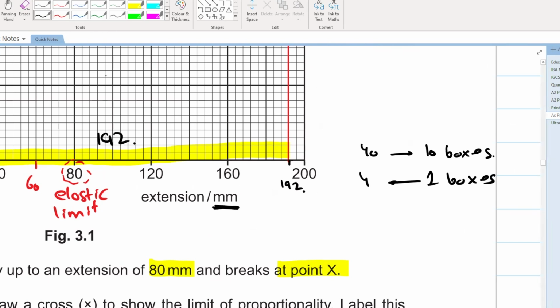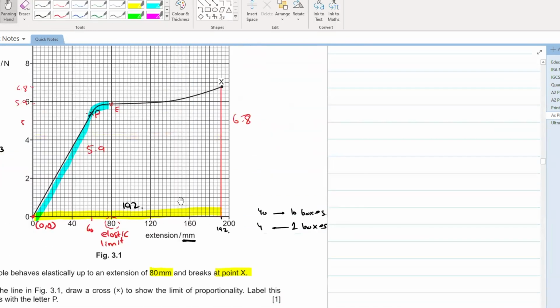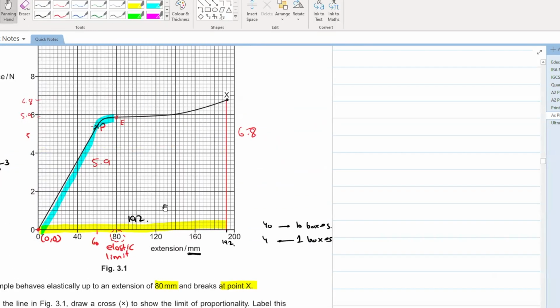This is 192. Can you calculate the area of the trapezium? Yes. You have the two parallel sides. You have the height as well. Very, very easy. You will say 1 upon 2 into sum of parallel sides, that is 5.9 plus 6.8, multiplied by the height, that is 192. Now, please don't forget that this is millimeter, so you will multiply it by 10 raised to the power of minus 3.